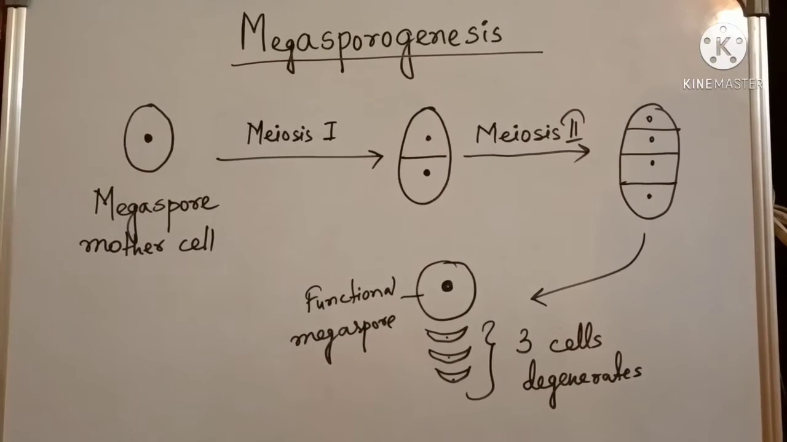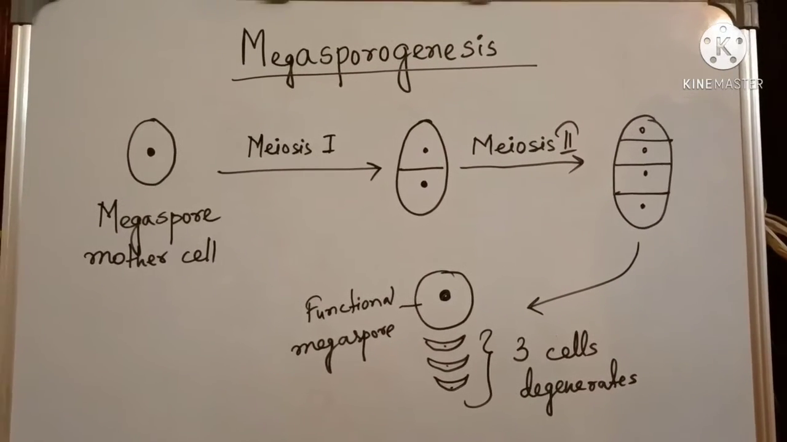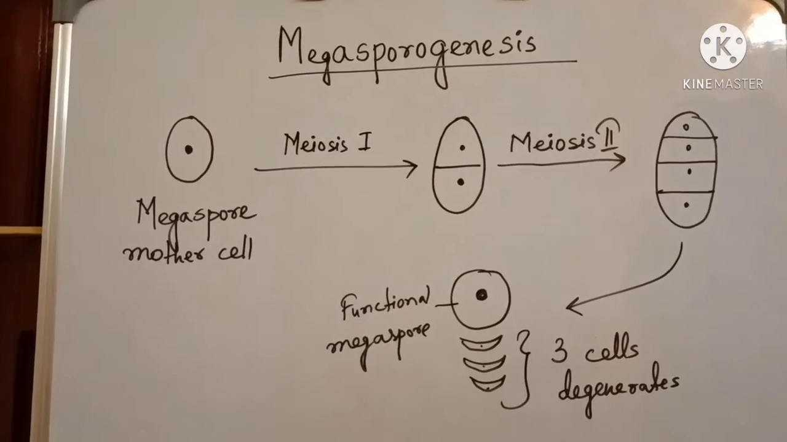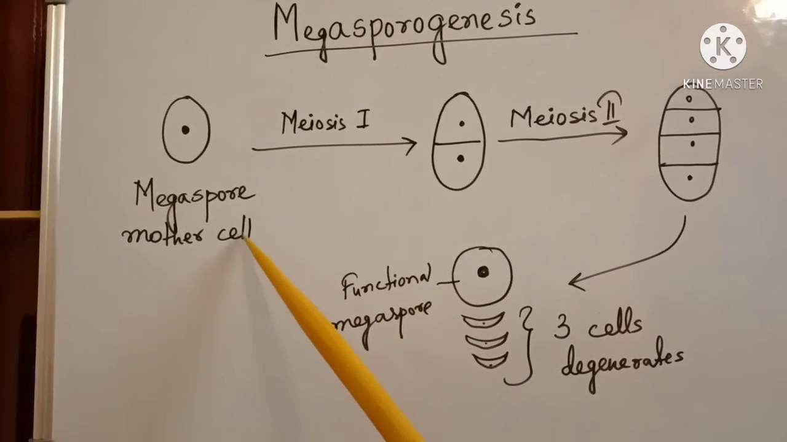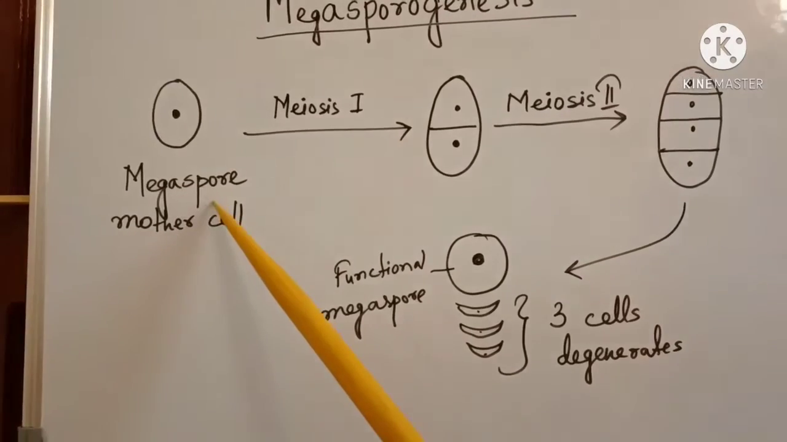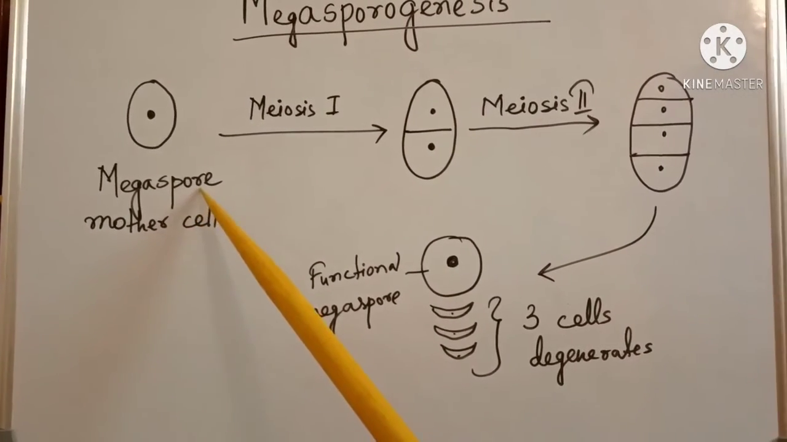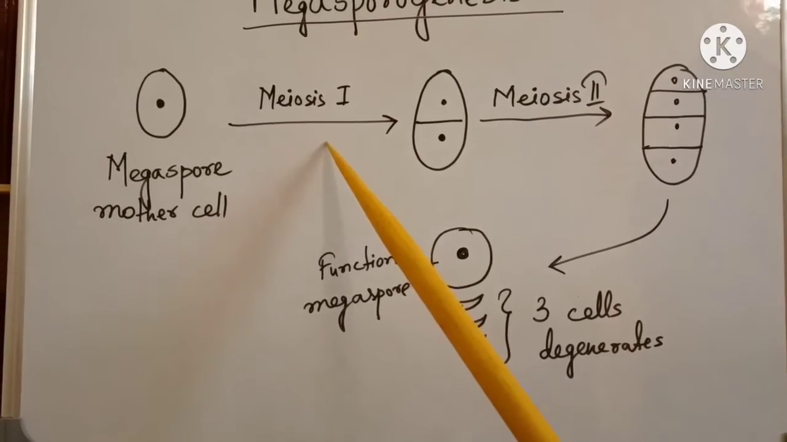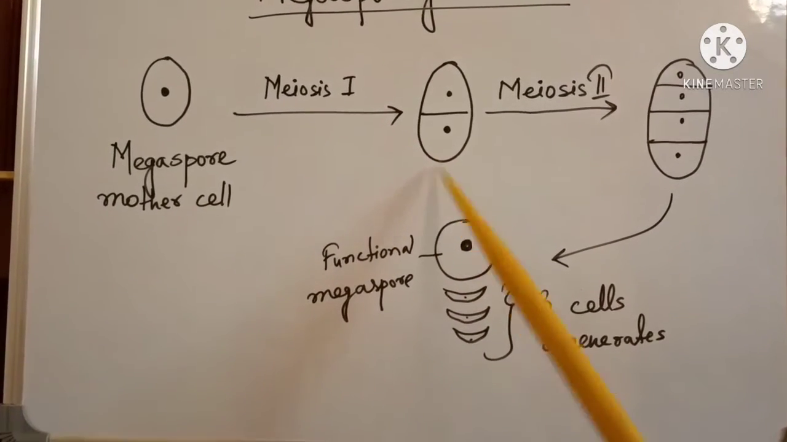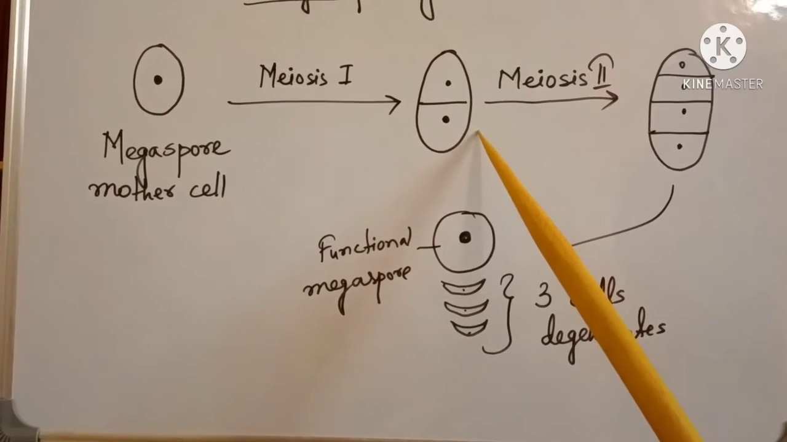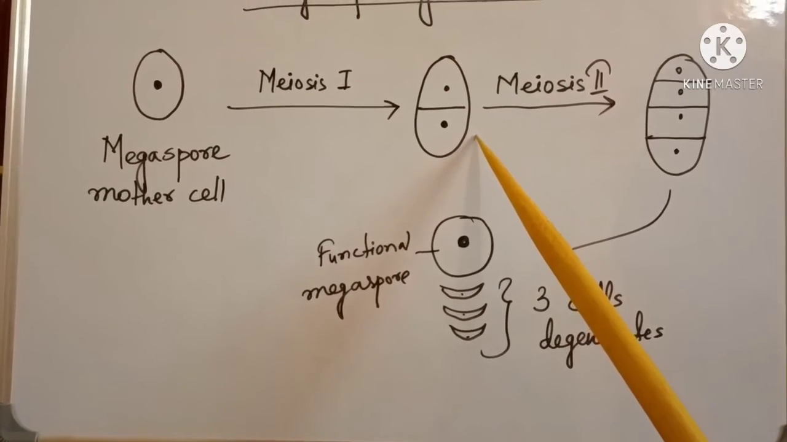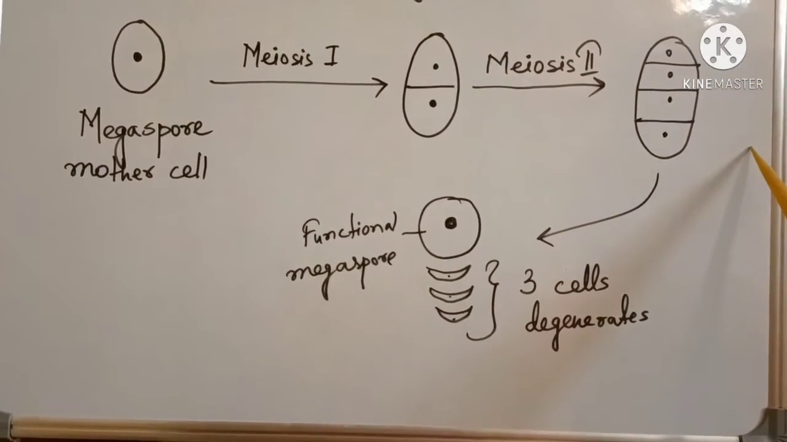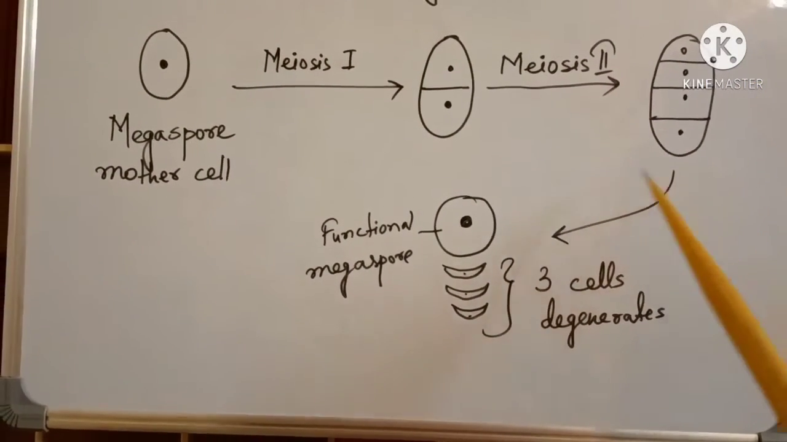Now in this diagram, let us see the process of megasporogenesis. The first steps, what is taking place here. As you all can see here, the megaspore mother cell is always diploid. It undergoes meiosis 1 and forms a dyad stage where both the cells carry n number of chromosomes. After the second meiotic division, we find that all 4 cells have formed.